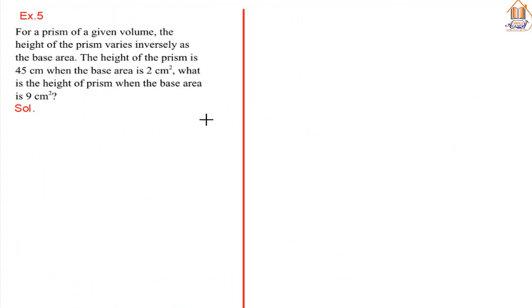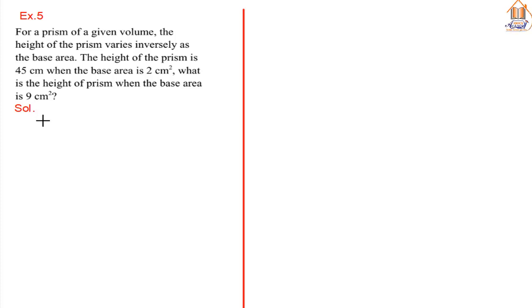Now, our example 5 says that for a prism of a given volume, the height of the prism varies inversely as the base area. The height of the prism is 45 centimeter when the base area is 2 centimeter cube. What is the height of the prism when the base area is 9 centimeter cube? Now, what are we going to do? We are going to first of all represent the variables with alphabets. Therefore, let's represent our height with H, and let's represent our area with A.